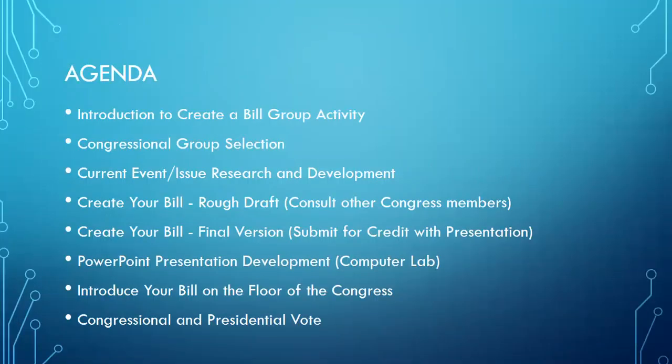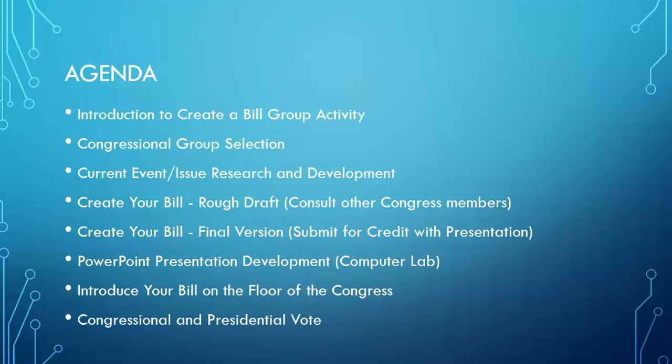So I went through the agenda to start things off. Basically, an introduction to the Create a Bill group activity, and the congressional group selection, in which the students are required to assemble in groups. This represents a congressional group, such as the most recent one, the Gang of Eight, that develops a proposal and submits it to Congress. They have to choose a current event in which they want to address an issue that involves the Bill of Rights, so amendments 1 through 10, and this was done in conjunction with their current event.